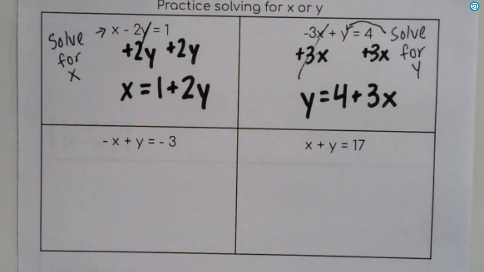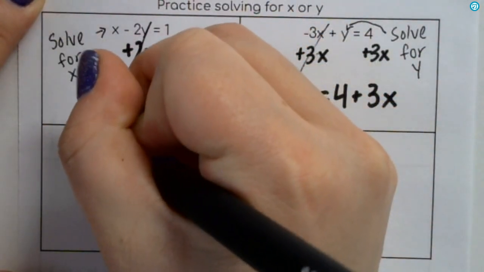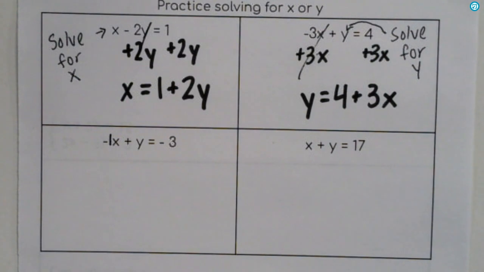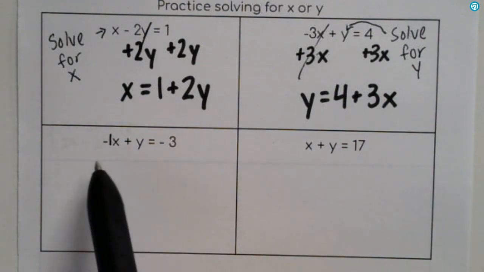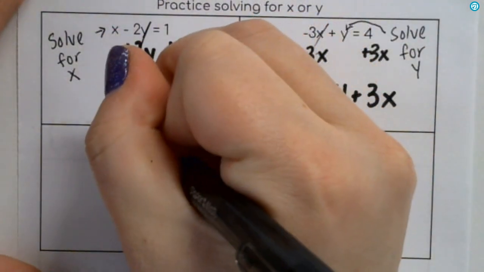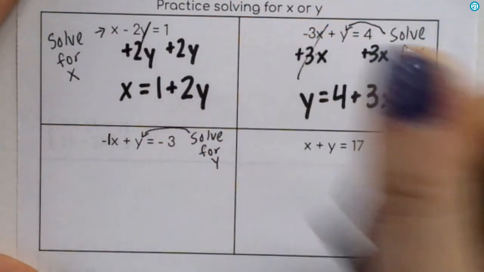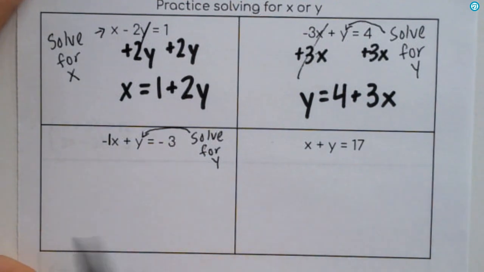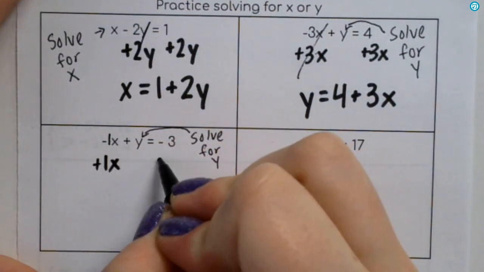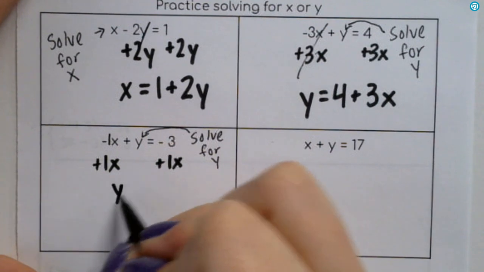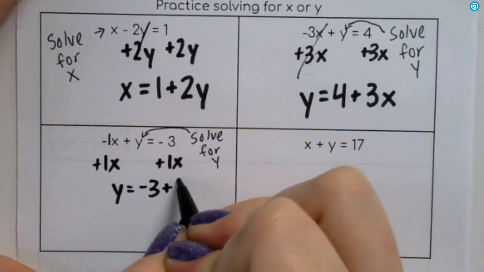X. Okay, why are you saying y, Jace? Because there's not a negative. So we've got to remember that there's an imaginary -1 here. Even though we can't see it, there's an imaginary -1 there, and it's probably going to be easier to solve for y in this one, because if I get rid of that y, I'll still have that -1 with it. So we are going to solve for y in this one as well. Solve for y. So we'll add 1x to both sides, and we'll get y equals -3 plus 1x.